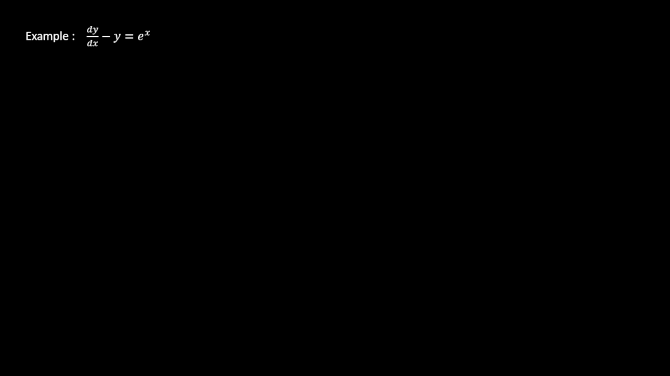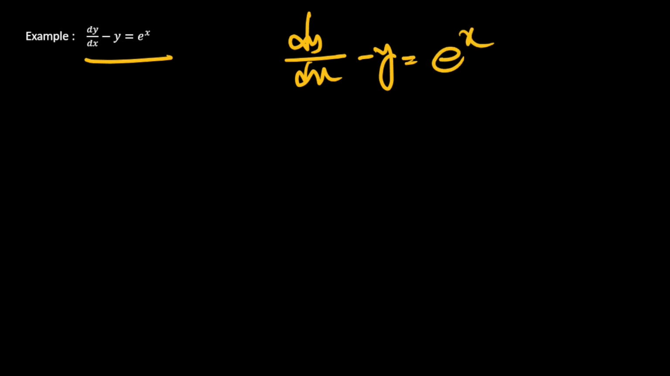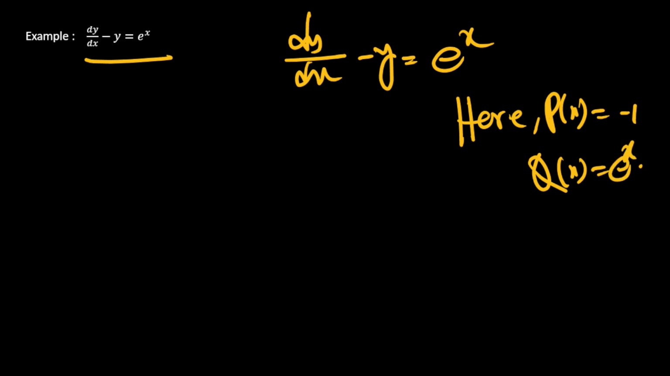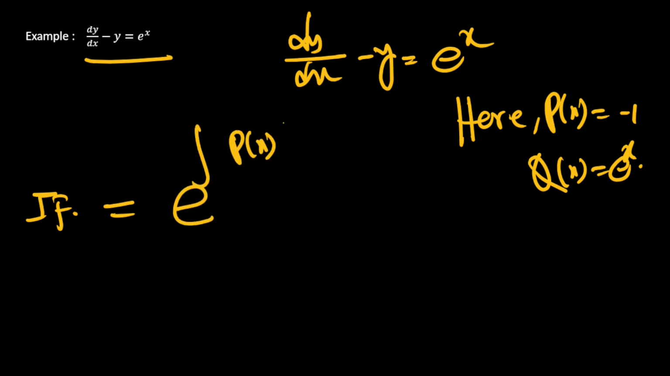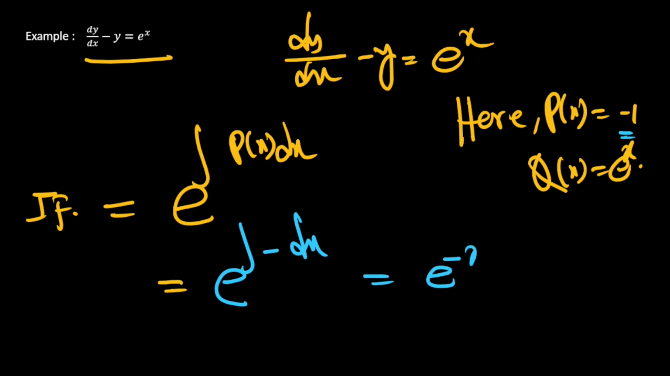Suppose the given differential equation is this: dy/dx minus y is equal to e to the power x. That is the standard form of the linear differential equation. Here p of x is equal to minus 1 and q of x is equal to e to the power x. So first find the integrating factor, which is e to the power integration p of x dx. Here p of x is equal to minus 1, so that is e to the power integration minus dx, which is equal to e to the power minus x.